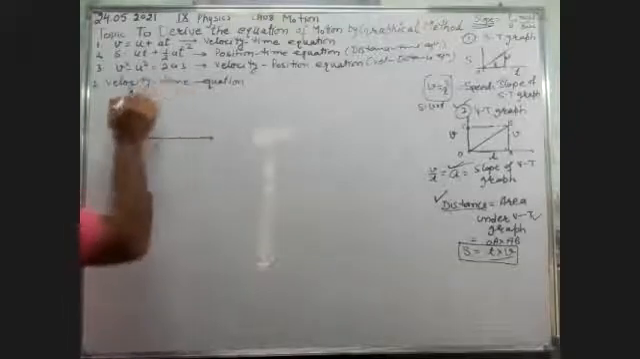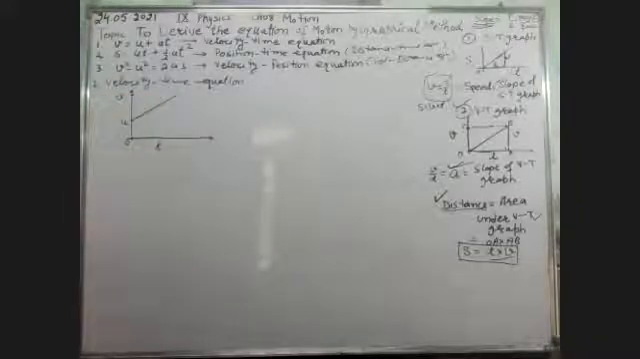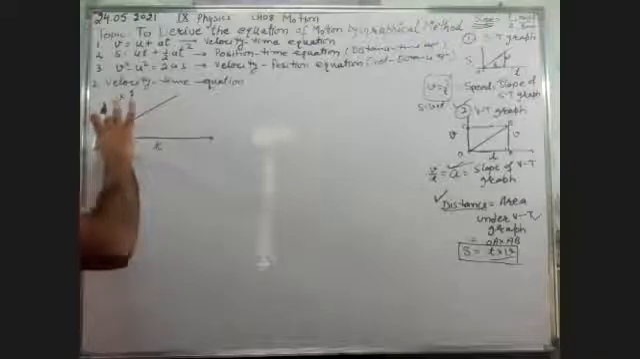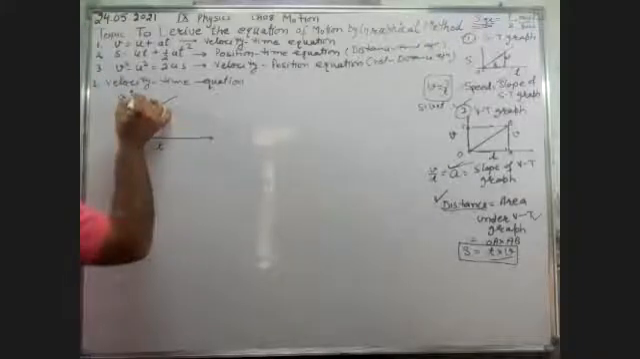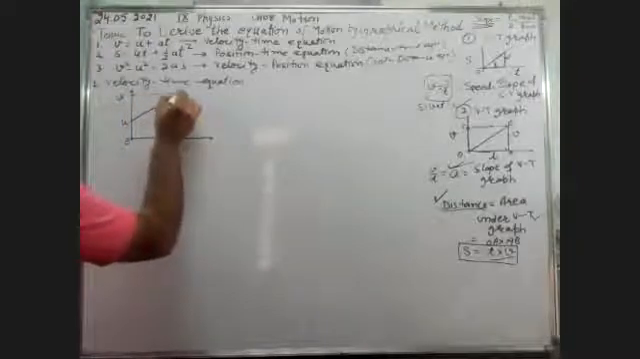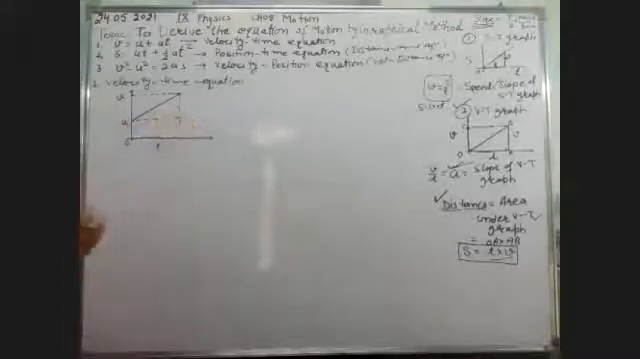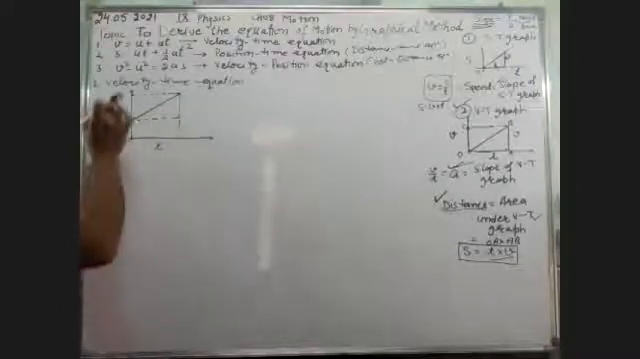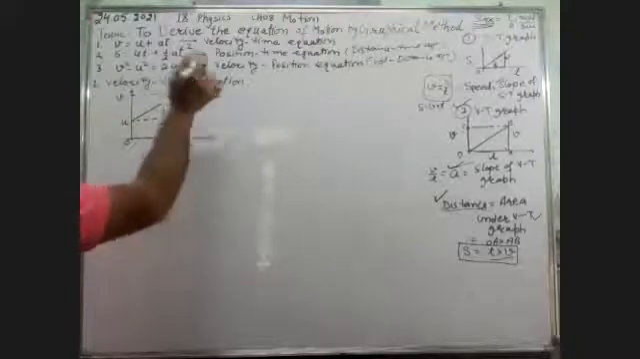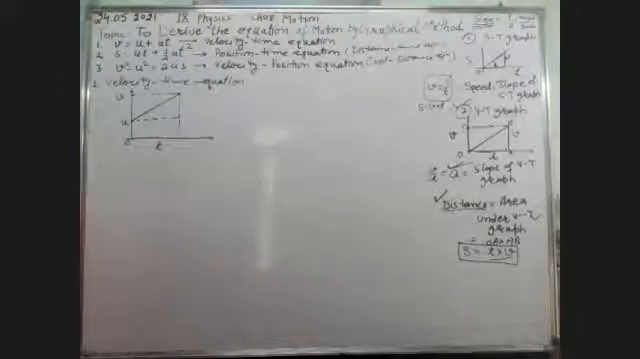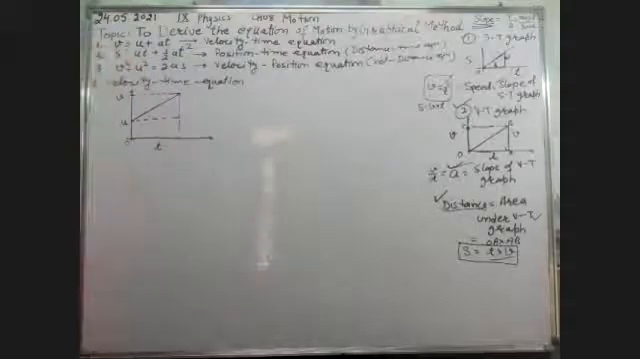After some time, the velocity of the object is, let's say, v. So what is the initial velocity? u. What is the final velocity? v. Just complete this diagram. So this is the graph. Which graph is this? Velocity time graph, and we have to calculate the velocity time equation. By using this graph, we can calculate these three equations of motion.